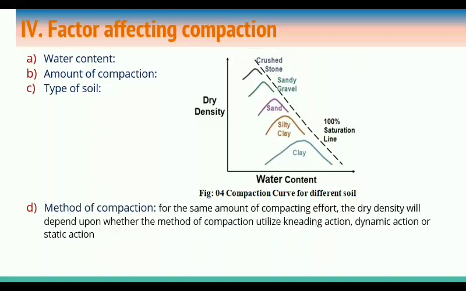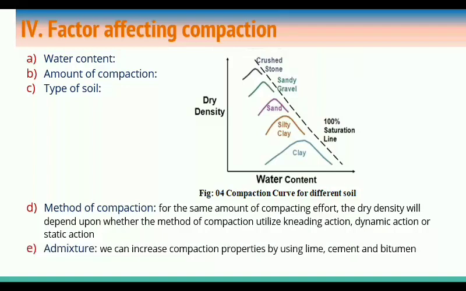The next one is the method of compaction. Maximum dry density depends upon the water content, amount of compaction, and type of soil, but it also depends upon the method of compaction, how we are compacting. For the same amount of compacting effort, the dry density will depend upon whether the method of compaction utilizes kneading action, dynamic action, or static action.